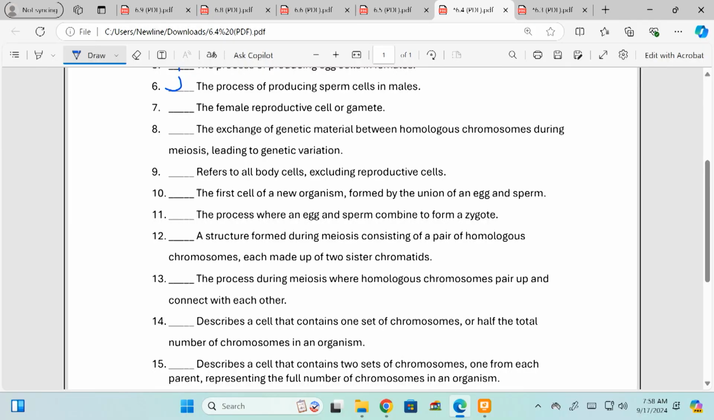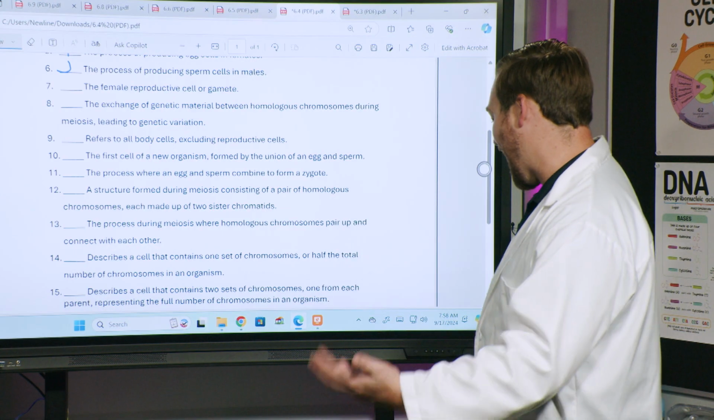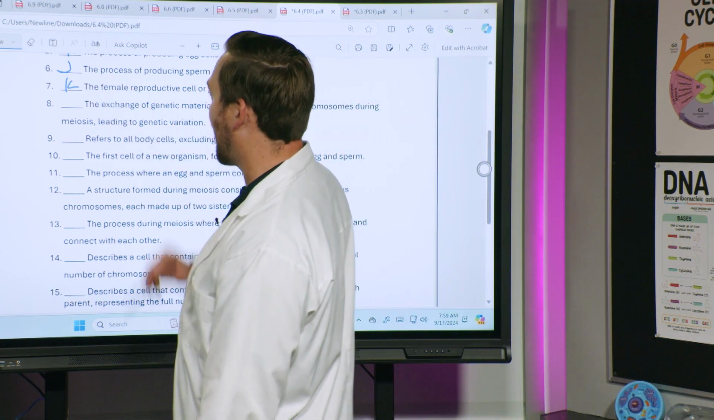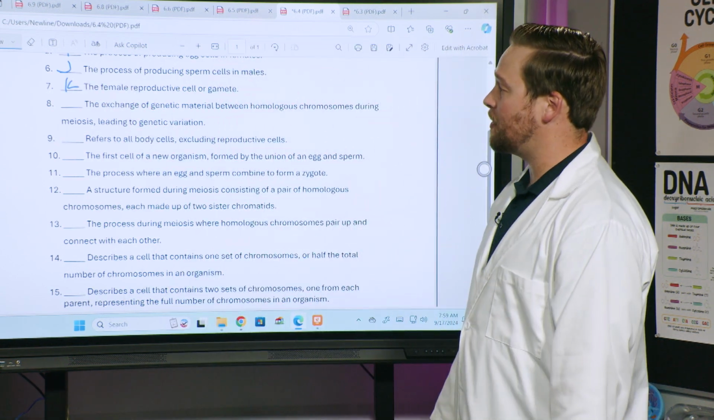Okay, the next one, 7, the female reproductive cell or gamete. So in men we have sperm, and women we have a reproductive cell called an egg. So for this one, let's go with letter K for egg on that one. All right, let's keep it going.